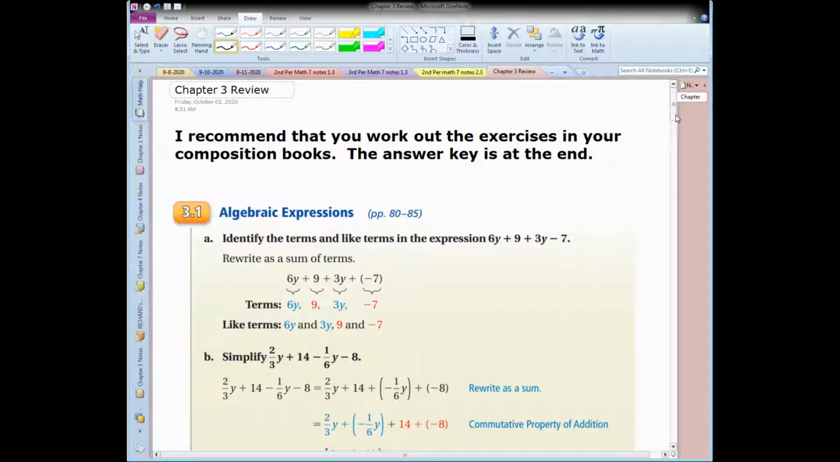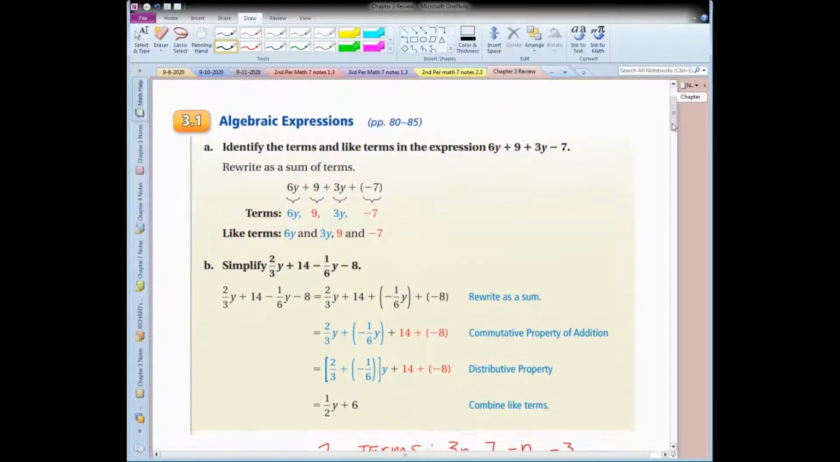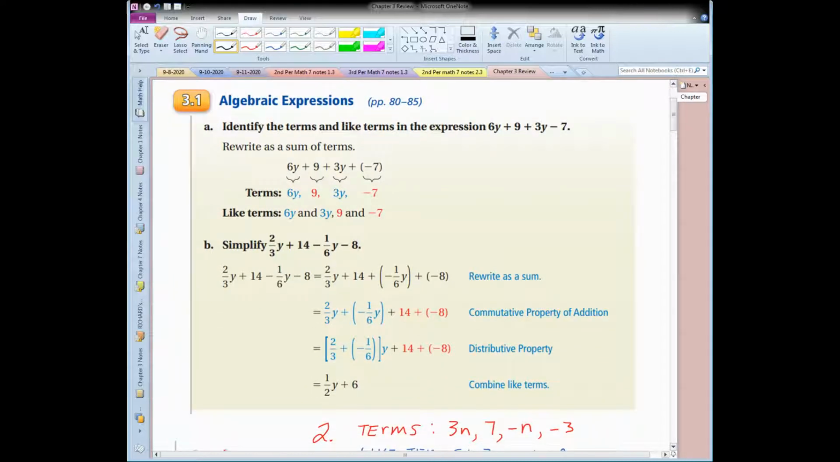So in section 3.1, we learned how to simplify algebraic expressions. Okay, that was kind of the key idea, was simplifying algebraic expressions. We also learned how to identify terms and like terms in an expression. Okay, remember one of the things that I would do when I wanted to identify like terms is I would use boxes and circles.